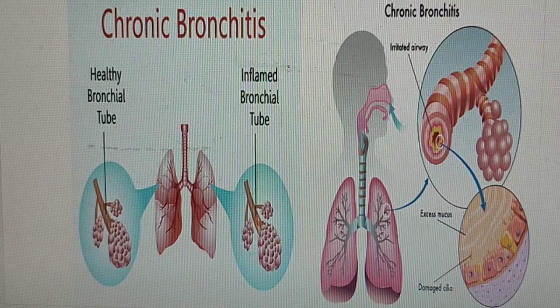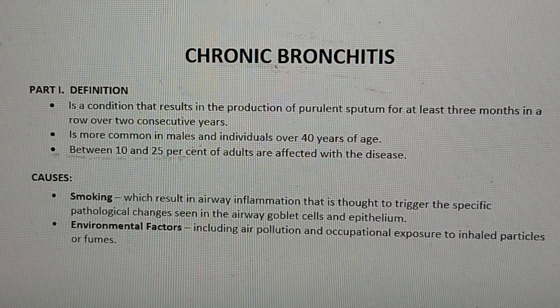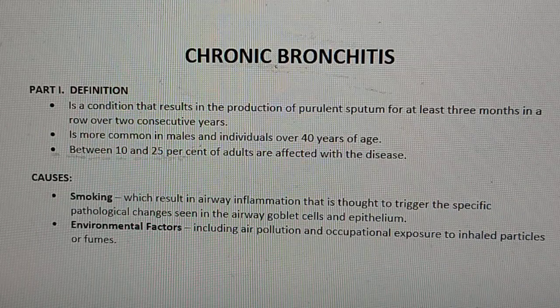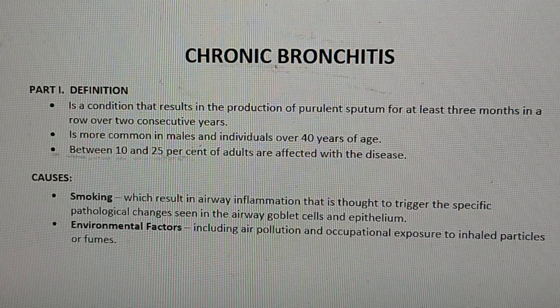In this video, I will be discussing a treatment plan for the condition chronic bronchitis. By definition, chronic bronchitis is a condition that results in the production of purulent sputum for at least 3 months in a row over 2 consecutive years. It is more common in males and individuals over 40 years of age. Between 10 and 25% of adults are affected with the disease.